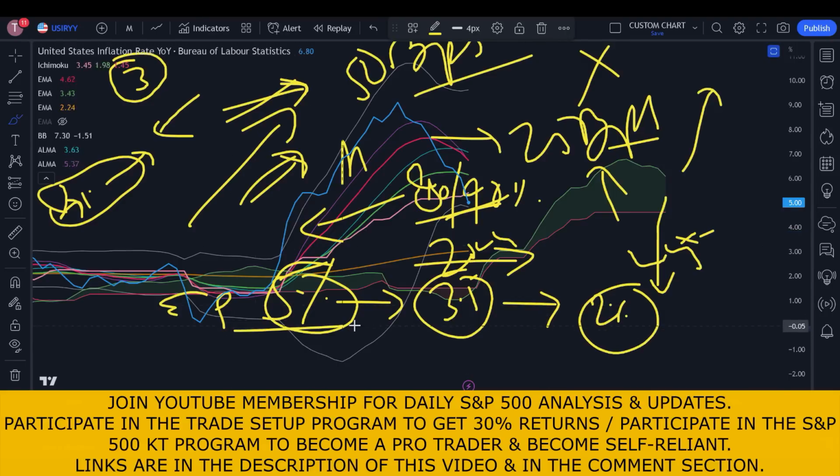So this is as per their economic projection, and as per their data.